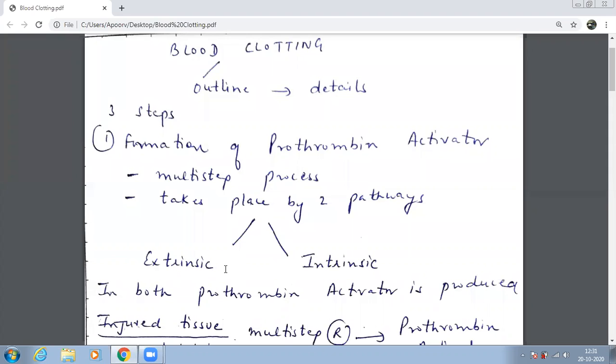Yes. Whether it is the extrinsic pathway or the intrinsic pathway, in both cases, the product is the same, beta. The same thing is formed and that is prothrombin activator. That is why this step is known as formation of prothrombin activator. Whether it is multi-step extrinsic or multi-step intrinsic, the final product is always the same. What is the final product that we'll get after this step? Prothrombin activator.